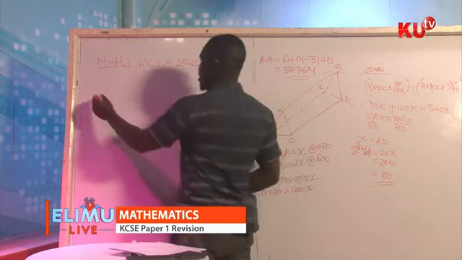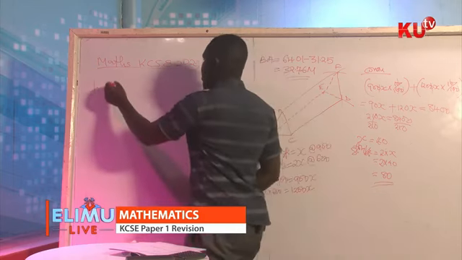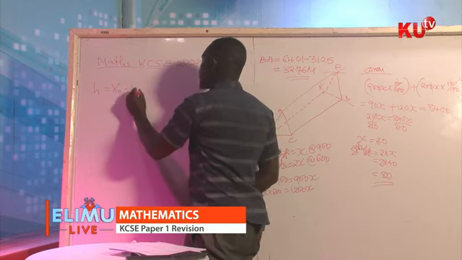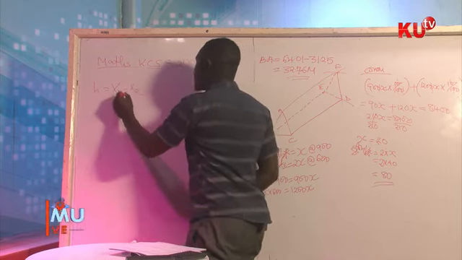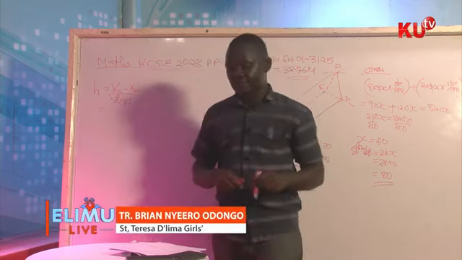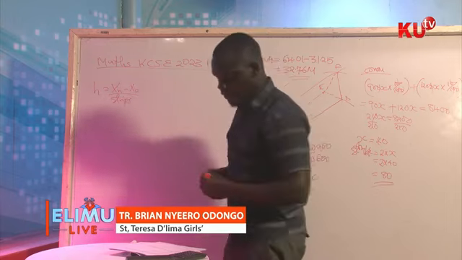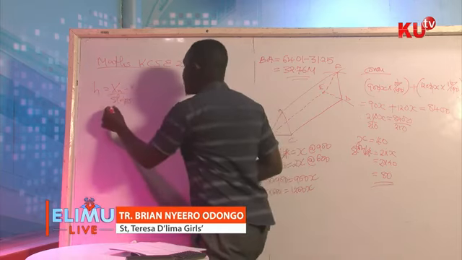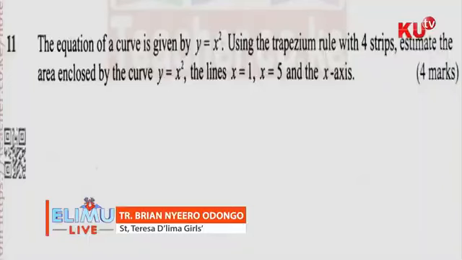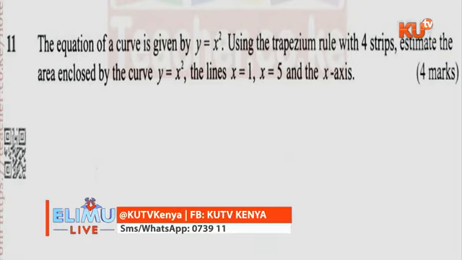So first of all, let's get the height. And how do you get the height, dear students? Height is given by xn minus x naught over the number of strips. Now, xn is the last value of x, while x naught is the first value of x. So you see that x is ranging from 1 to 5. So the last value of x is 5. So this is 5 minus 1 over the number of strips. In the question, we are told 4 strips. So this is 1, meaning my h is 1.